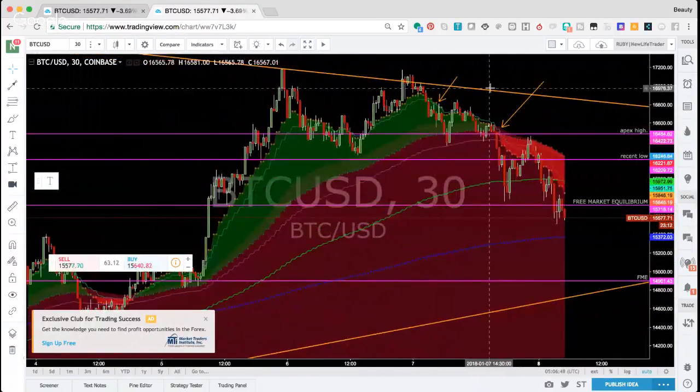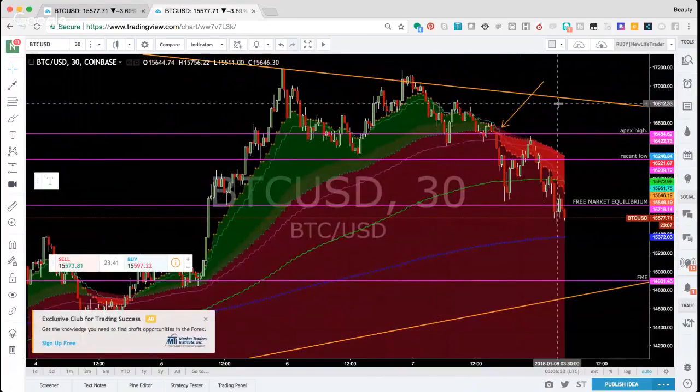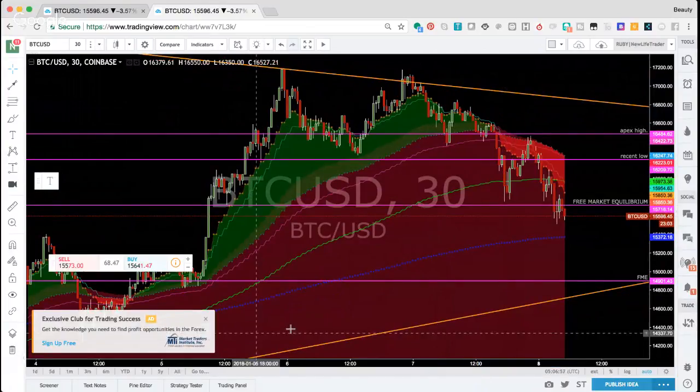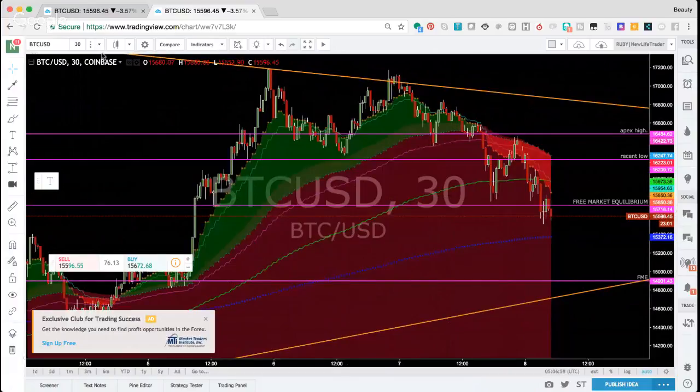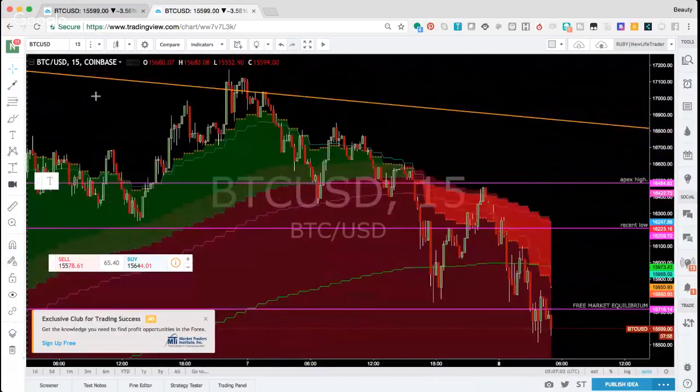So that's where those two lines are coming from. You guys don't see that. I'll go ahead and remove these little arrows that went along with the conversation. And we'll go into the 15-minute so you guys see it up close.